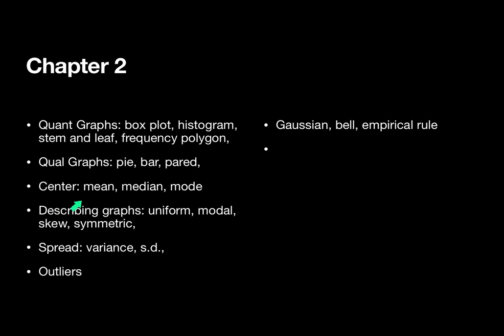We talked about centers: mean, median, and mode, average, 50th percentile, most commonly occurring. All right. And then when we were describing graphs, we talked about shapes of graphs. Is it uniform? Same throughout? Is it modal? Is there one pronounced area that's more than the other? Is it skewed left or right?